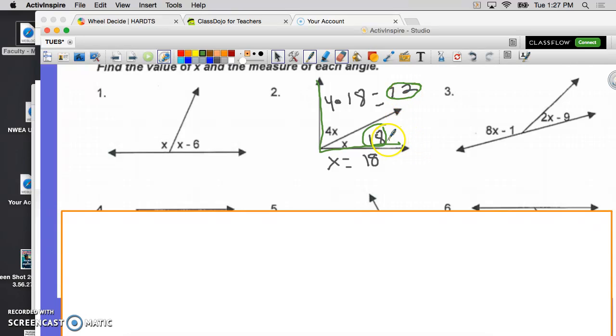72 plus 18, guess what, my friends? That is correct. 72 plus 18 is 90 degrees. So you are done with that one. Moving on.